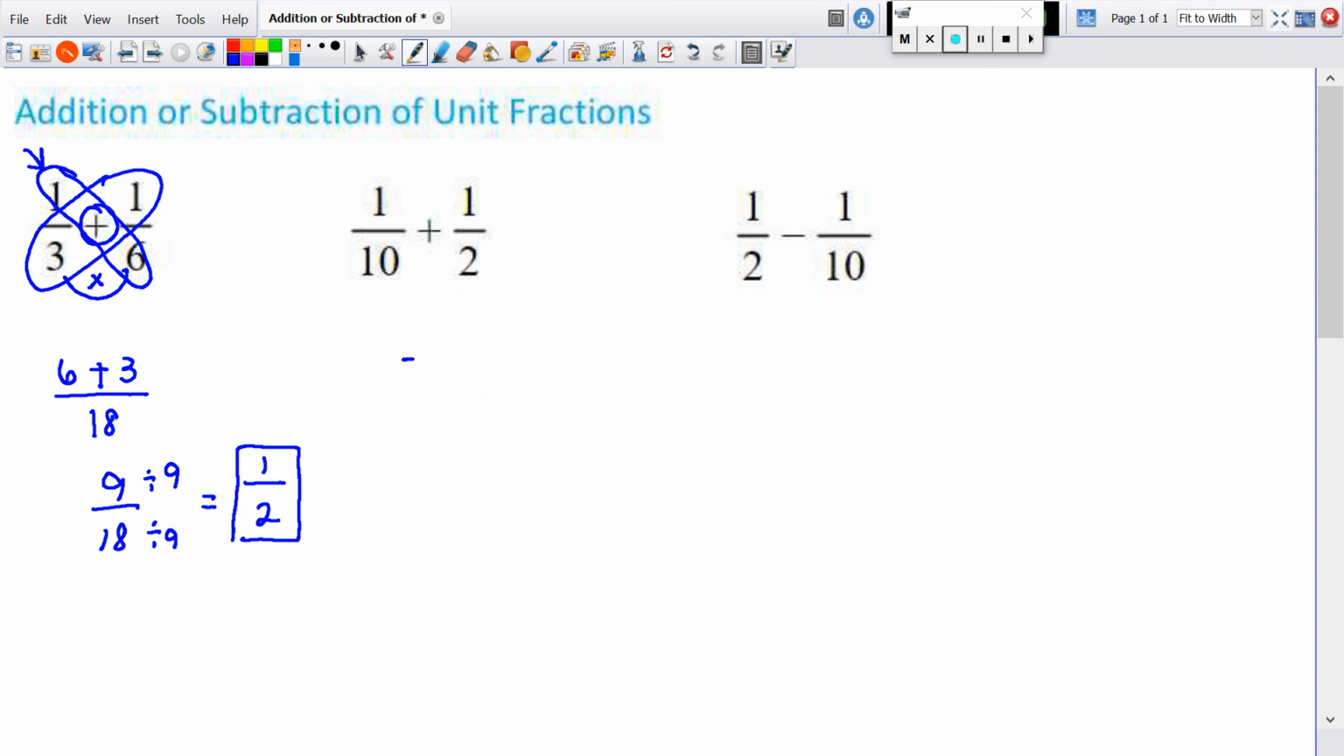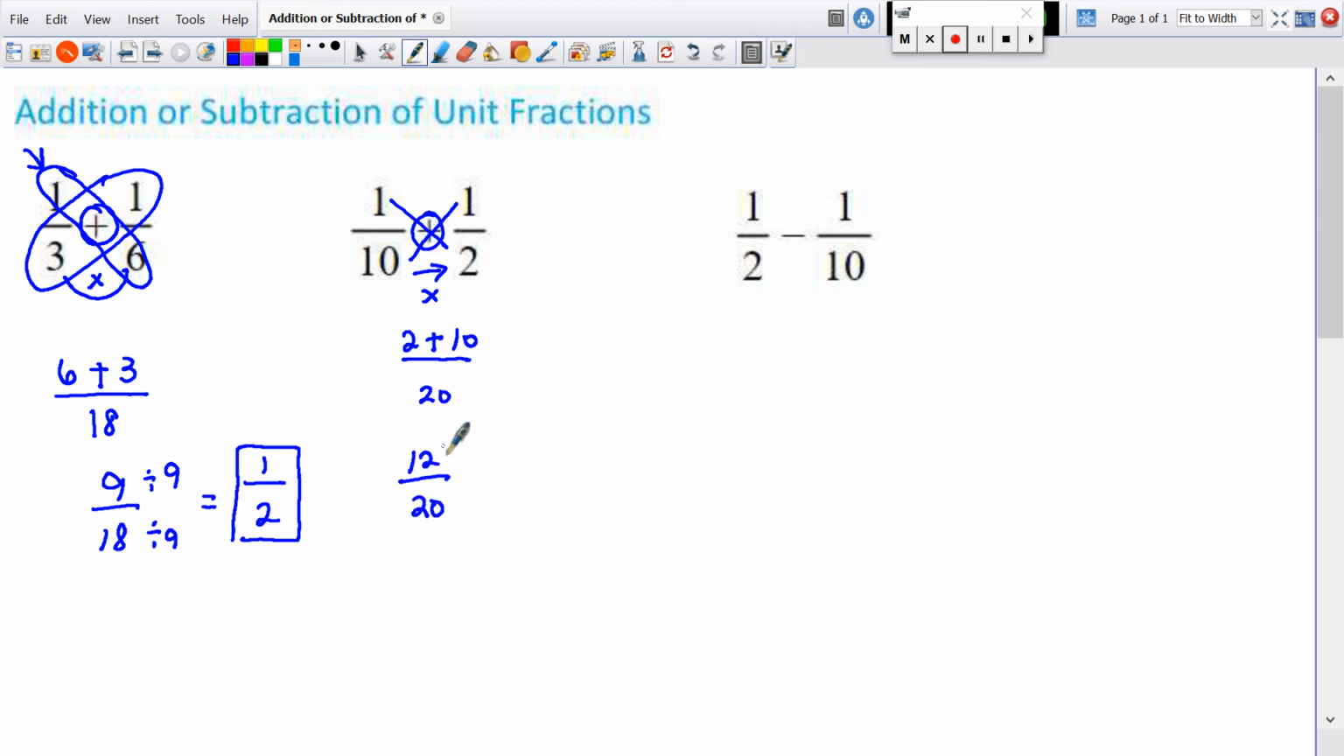So again, I multiplied the bottom. 10 times 2 is 20. The sign goes in the middle. Cross multiply the top. 1 times 2 is 2. Go the other direction. 1 times 10 is 10. Do what that says. 2 plus 10 is 12 over 20.